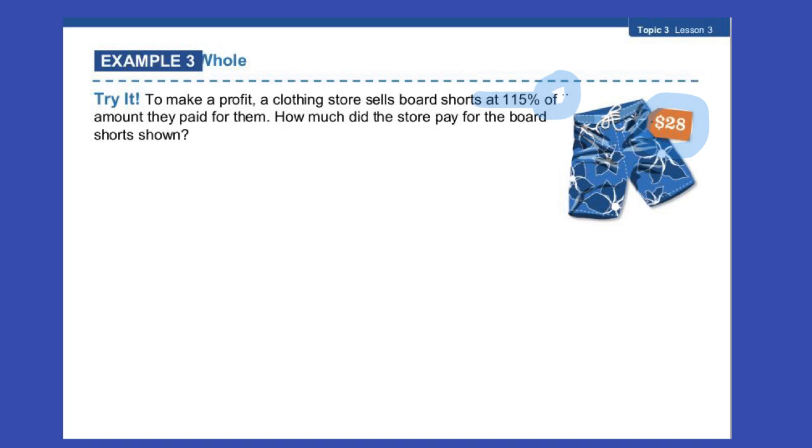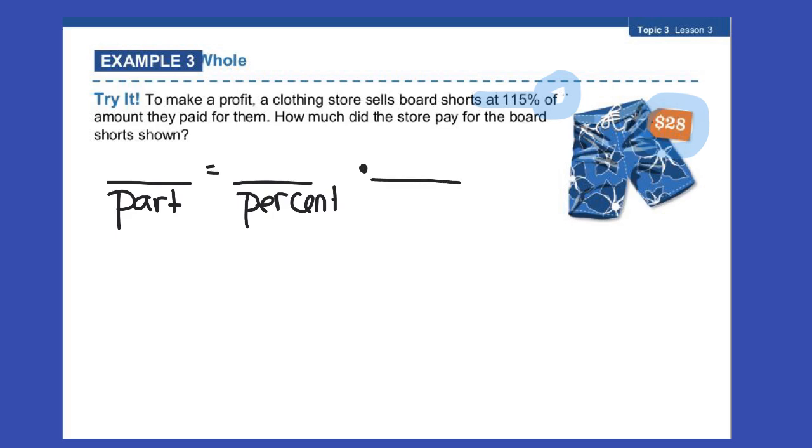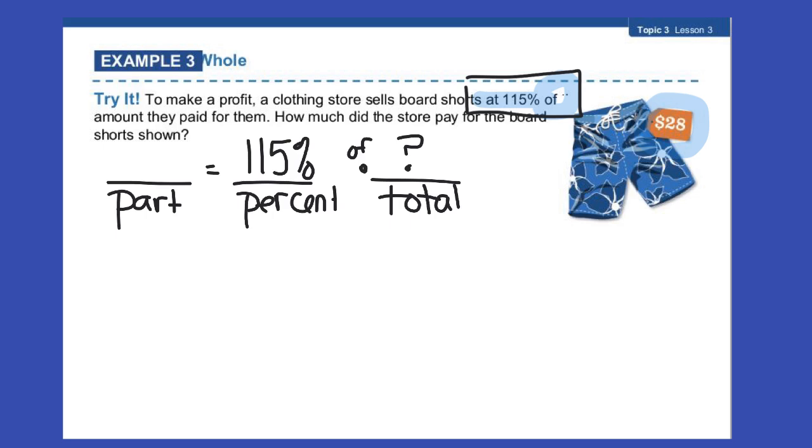All right, so do you remember this? Whoops. You get a pen instead of a highlighter. We have the part, we have the percent, times the total. But I also want to tell you they spent 115% of something. So 115% of some number is 28.